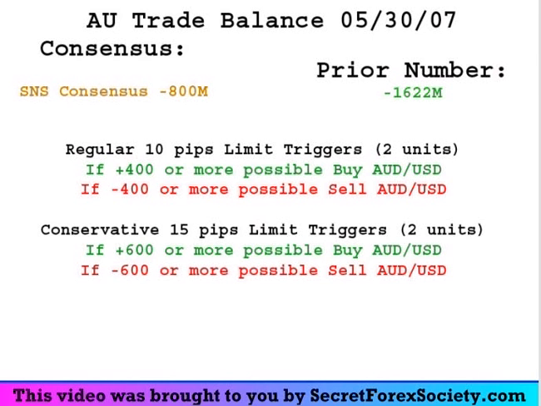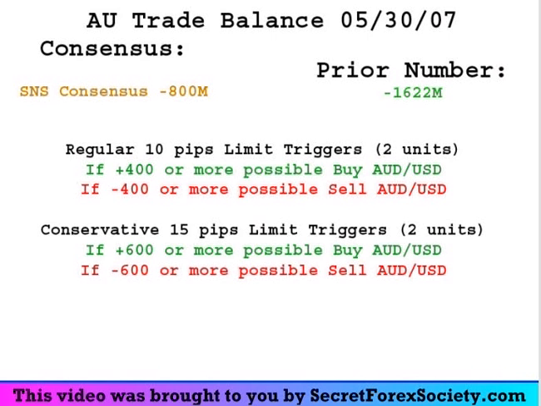Okay, so we have Australian trade balance coming out. Now, what is trade balance? Trade balance is the difference between imports and exports. What you do, you subtract imports from exports and you get trade balance.